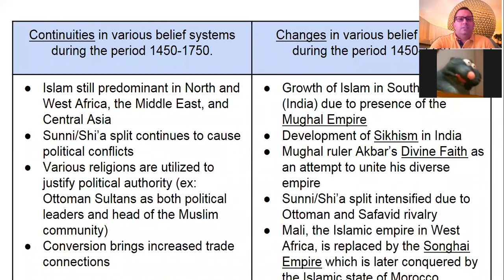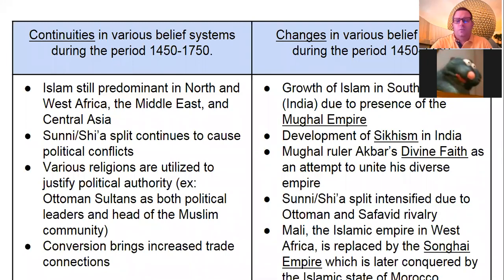All right, last thing, this last slide right here. This is something I think you'll want to look over and hang on to, because it talks about continuities during this period. I've listed them all here, and we've talked about them, like the split between the Sunnis and the Shias. That is a conflict that does not stop. The fact that Islam is still the predominant faith in those areas, those are all things that did not change. Those are all continuities.